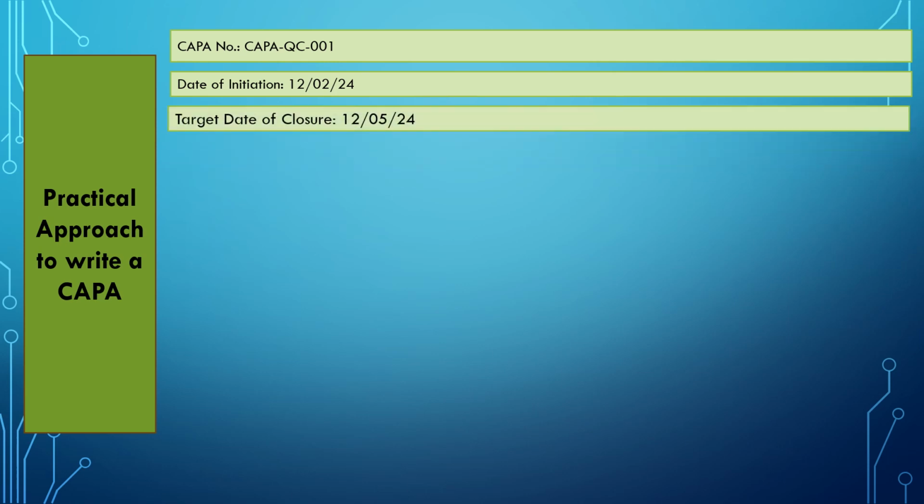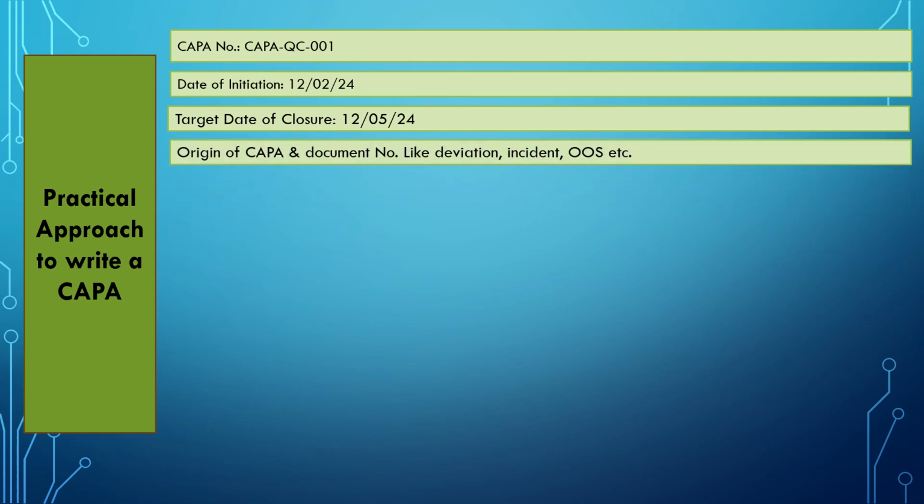Next, we need to provide the date of CAPA closure, that is when you are going to close that CAPA, so that date should be mentioned. Next, we need to provide the details related to the CAPA origin, that is for which quality or non-quality event you are raising the CAPA, like deviation, incident, OOS, etc. And you also need to mention the document number of the event, right?